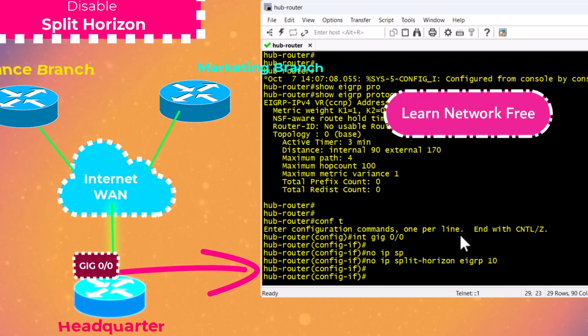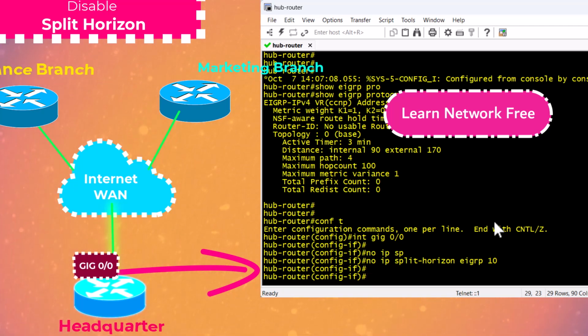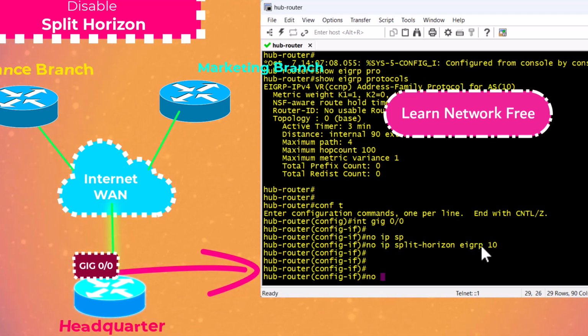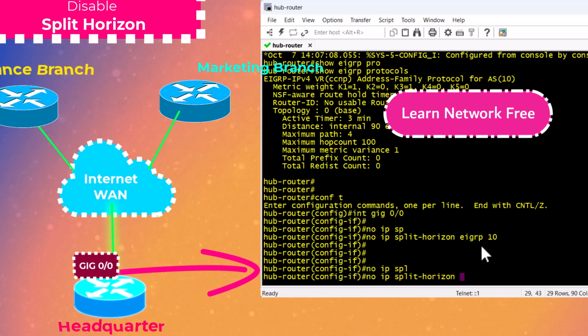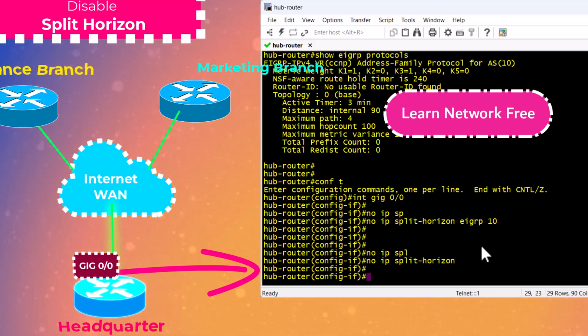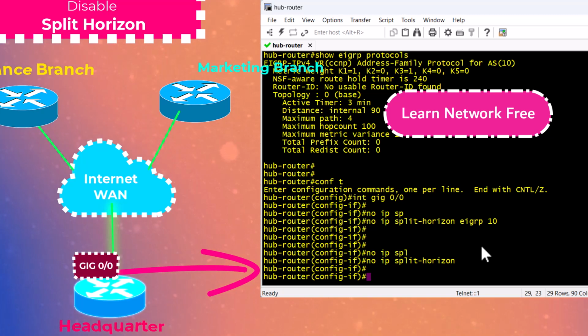After inputting this command in our hub router, split horizon is going to be disabled, and there is no problem with the frame relay topology, and all of the networks behind the spokes are going to be advertised with no problem. We can also input no ip split-horizon alone, without the EIGRP AS number, if you have only one AS number in your topology and you don't care about the AS number.